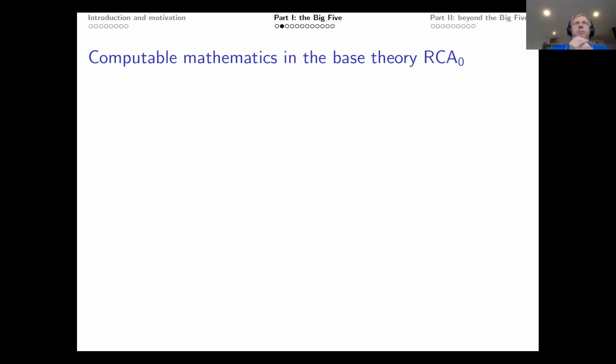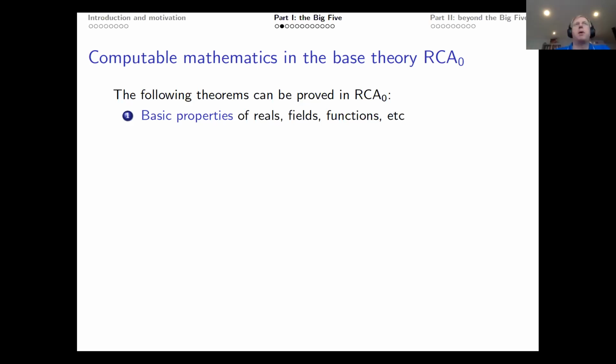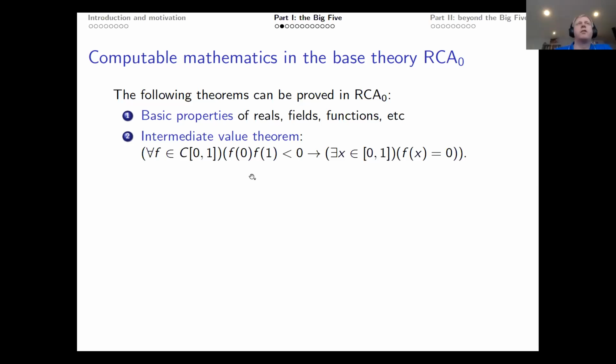So I should show you some computable math that we can do in RCA0. Of course, this goes back to Turing's recursion theory and computable analysis and so on. Of course, basic properties of the reals, like if we have 2 reals, we can define the average. The intermediate value theorem is a very basic thing. If we have a continuous function that changes sign, then it must be 0 somewhere. And so this is computable. If this function is computable, then this real number is also computable. That's well known.